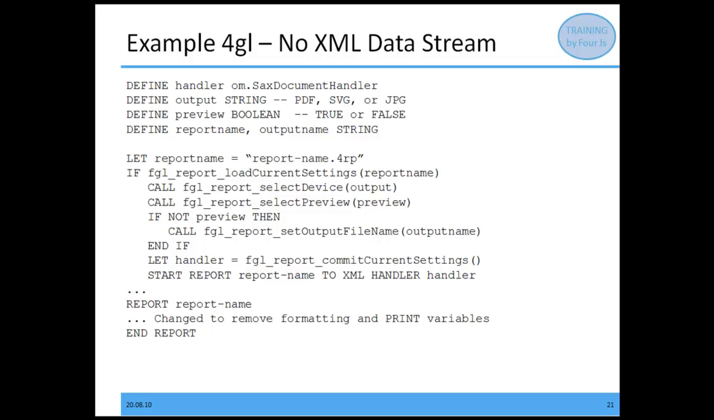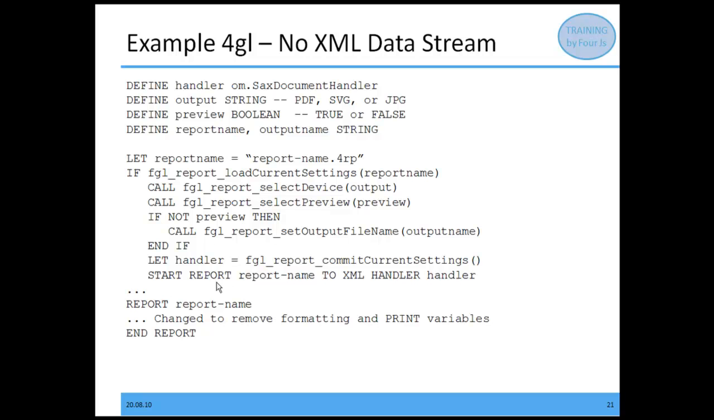Now, if you want to set it up so that it's sending across using a report name, where you're not creating an XML data stream, then what we have to add is the 4RP report that we wish to run. We're going to be passing that into the load current settings. We're no longer using null, but this is going to require us to do some changes.